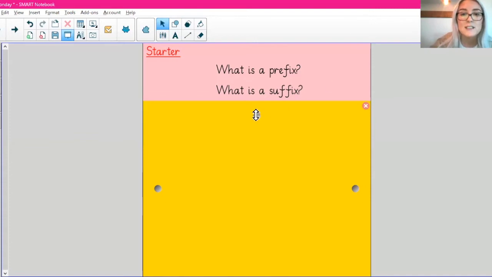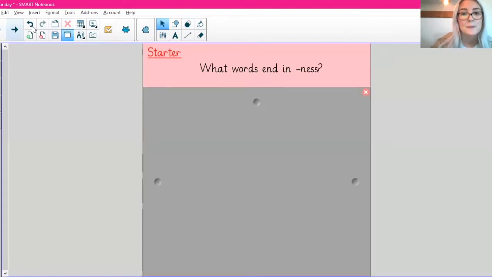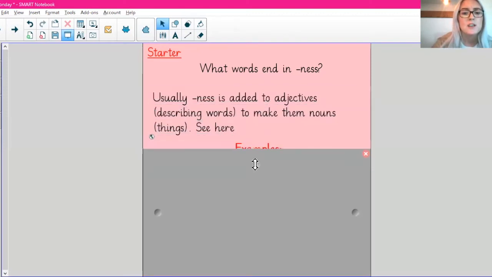So today's suffix we're going to be looking at is ness. What words can we think of that end with ness? First of all, why don't we see what this suffix means? Usually, ness is added to adjectives, which are describing words, to make them nouns, which are things. So here are some examples of words that have the suffix ness.